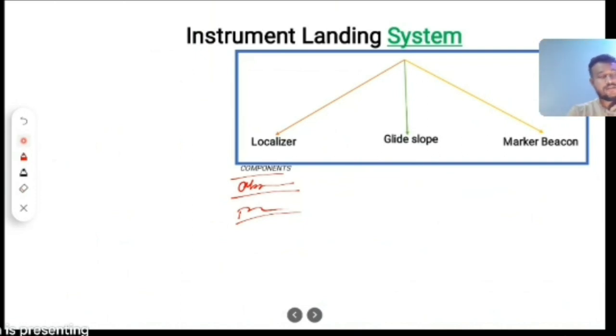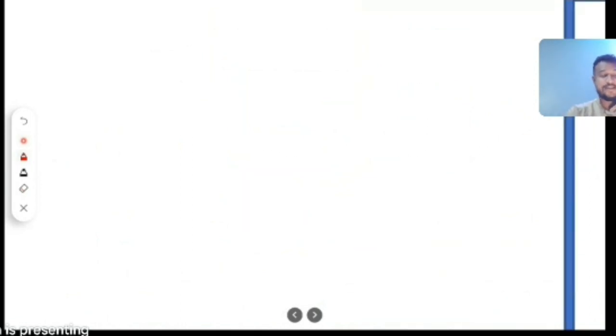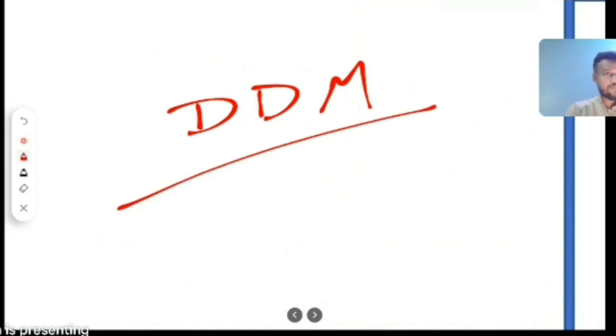Okay. That is the objective basically. And the principle is DDM. What is the principle of ILS? Difference in depth modulation. What is that? Difference in depth modulation.